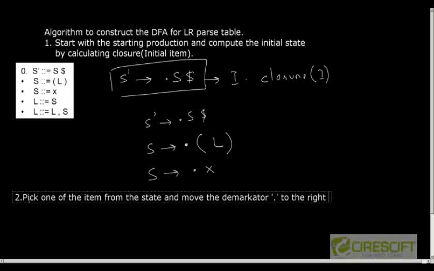So it may have a terminal. What we are doing is just moving the dot: on processing the left parenthesis, we move the dot to here. Suppose I want to process the non-terminal S, I'll move the dot to here. In this way we'll pick one of the items from the state, to start with the starting state, and move the demarcator by scanning one grammar symbol.